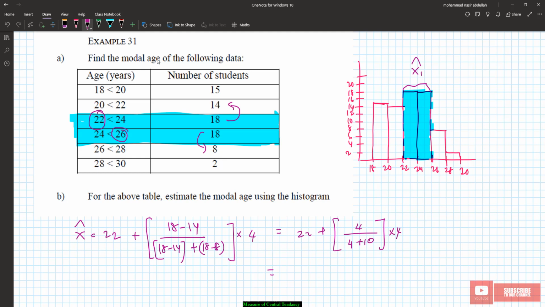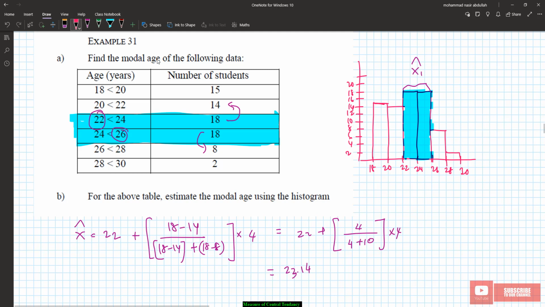So just hit the calculator. 4 divided by 14 multiply with 4 plus 22. This will be 23.14. Is it? Yep, 23.14. Right. So now, by using histogram, I did not show this in the previous chapter.